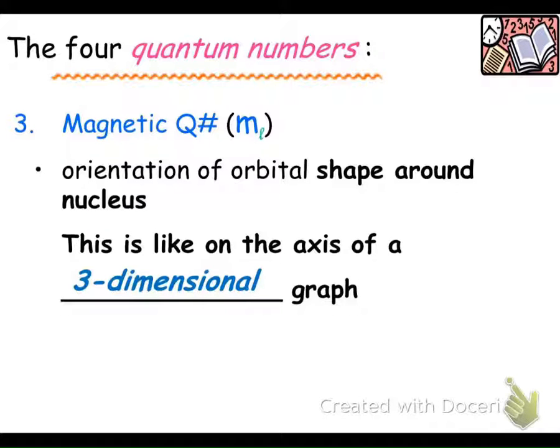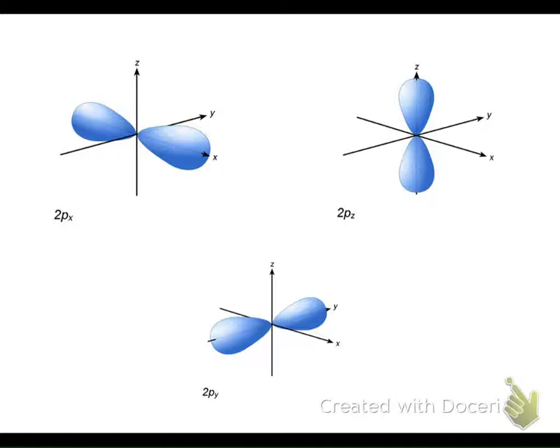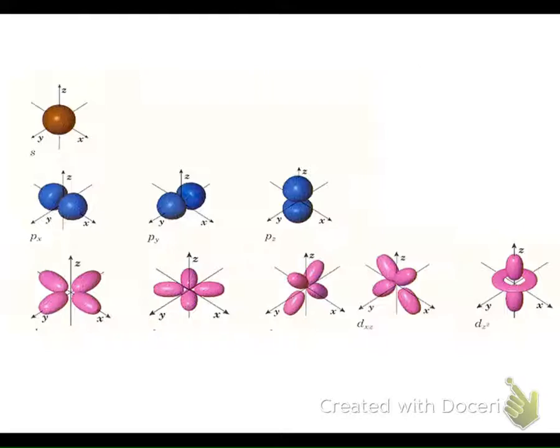Our next quantum number is the orientation of the shape around the nucleus, and this is like a 3-dimensional axis of a graph. We'll get into why we have to talk about these 3 dimensions, but we just need to know that they exist. When we write electron configuration, we're not really going to dive into splitting up into the different 3 dimensions, but we need to know that my p orbital, for example, will exist on the x, y, and z axis. Hopefully you can see we have 3 different possible shapes, or orientations, of our p orbital. That will come in handy in just a moment.